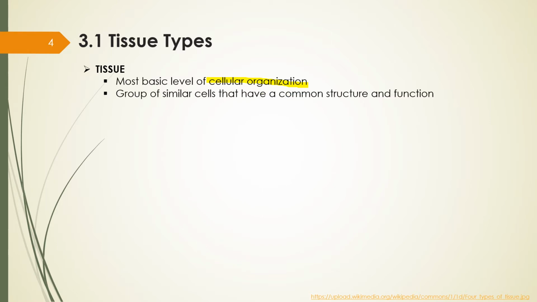Okay, so this specialization forms the tissue. What's the tissue? Tissue is the most basic level of cellular organization. So when I have a group of cells, I form a tissue. So it's a group of similar cells with a common structure and common function. In our body, we have 4 types of tissue. So 4 types of tissue that we're going to study.